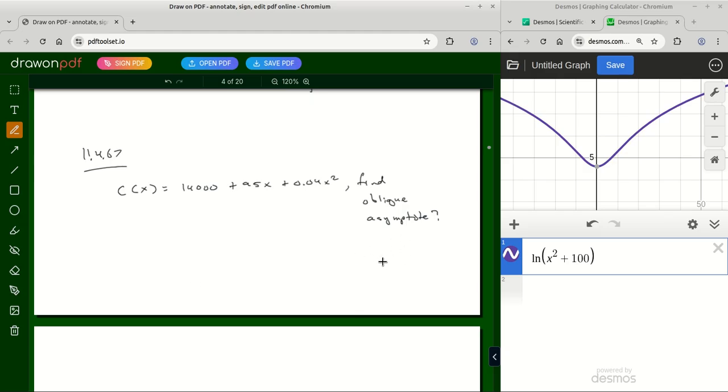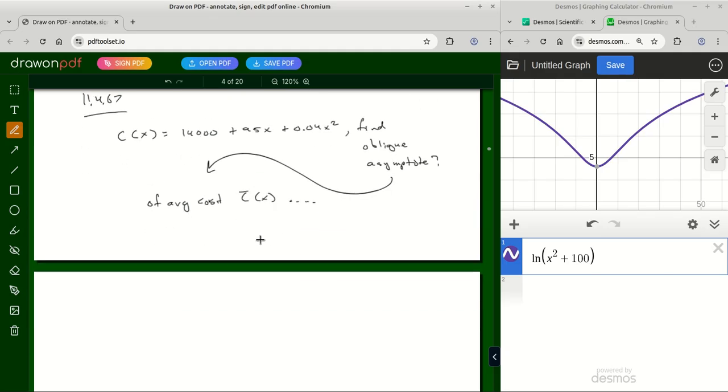Yeah, we're gonna find this thing, and there's another stipulation. It says find the oblique asymptote of the average cost function C bar. Ooh, they're just being mean. Okay, so there's a little bit more that we have to do. What is an oblique asymptote?